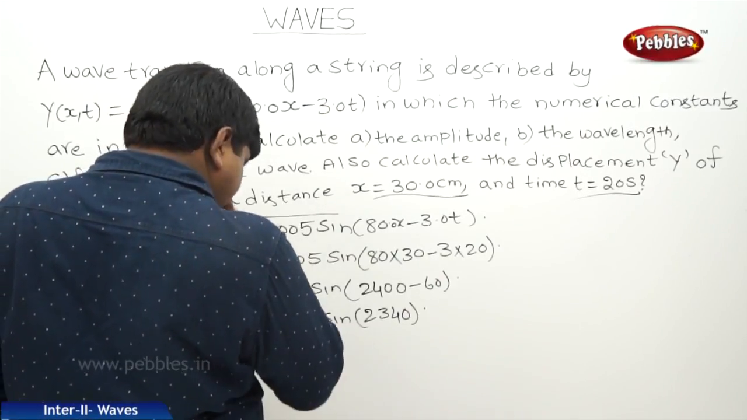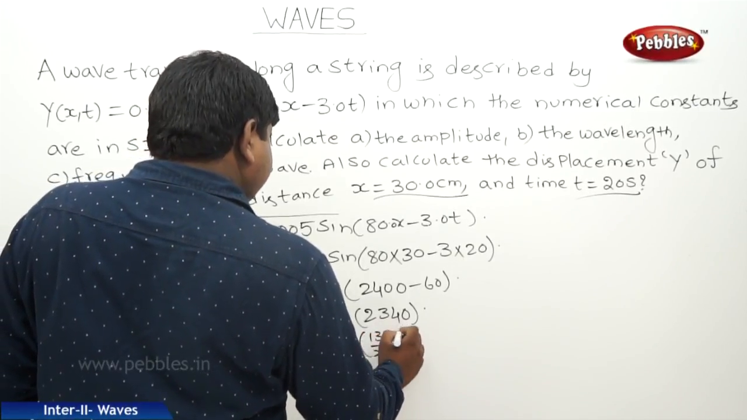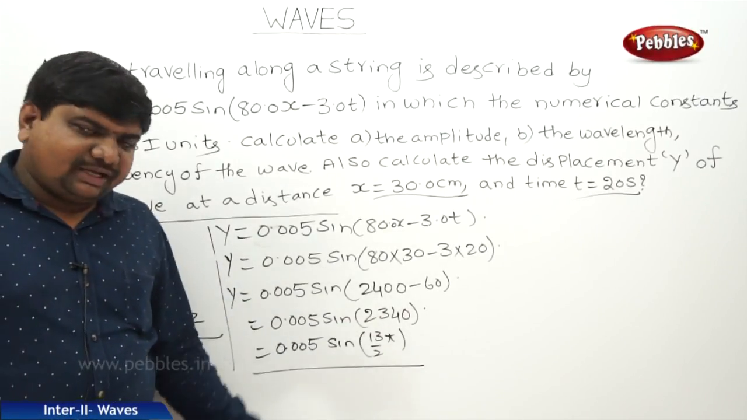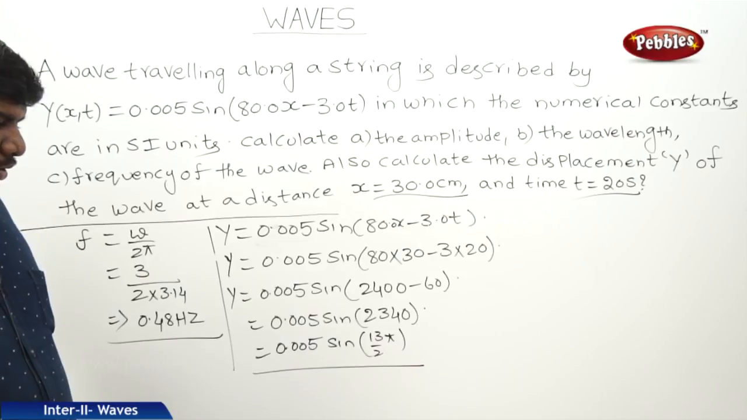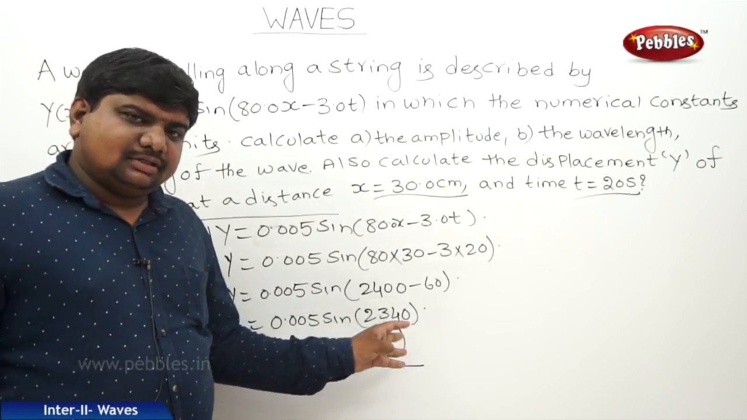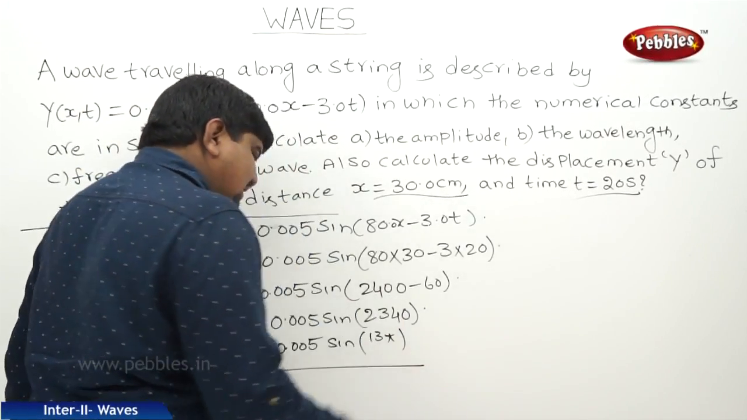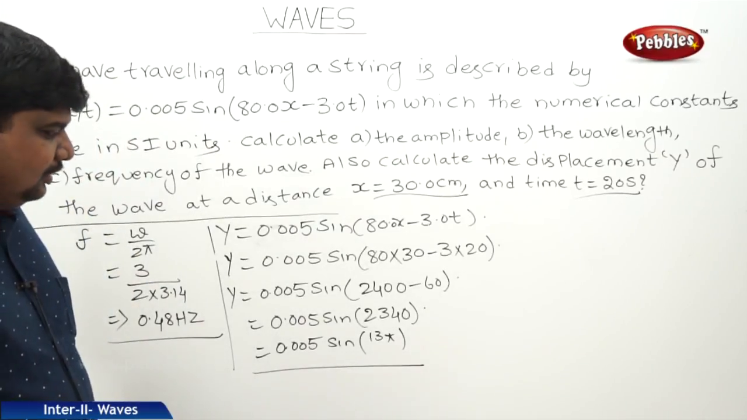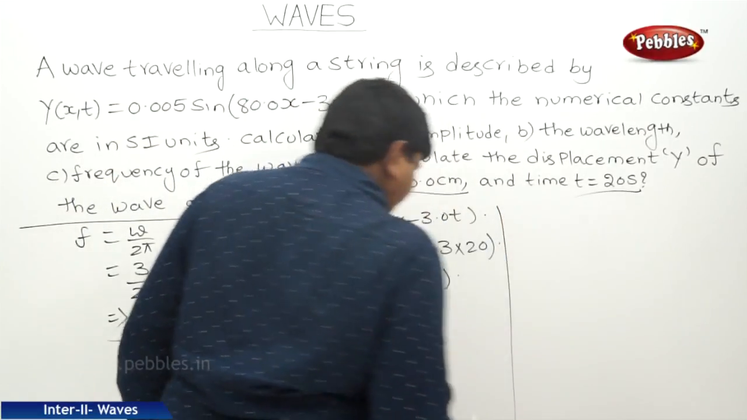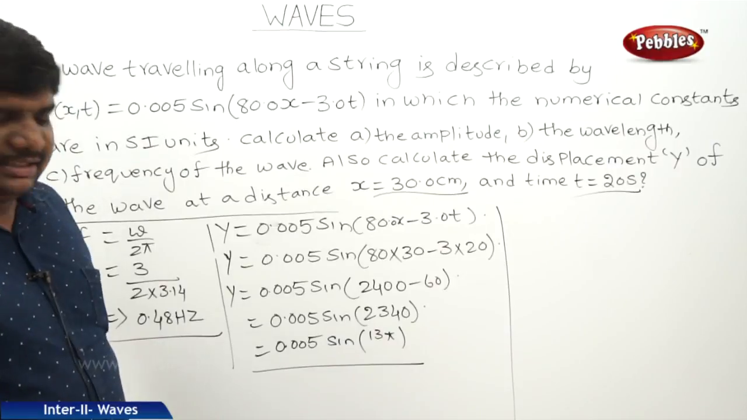0.005 sine 13 by 2 pi, because 6.5 into pi is nothing but half of it, so it will be 13 pi. Sine 13 pi is 2340. Now we should simplify this value. So here we should convert the displacement into meters.